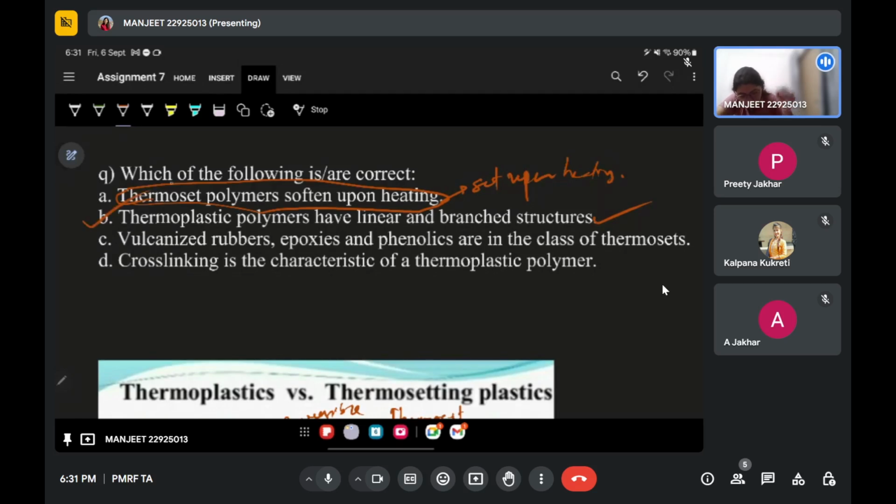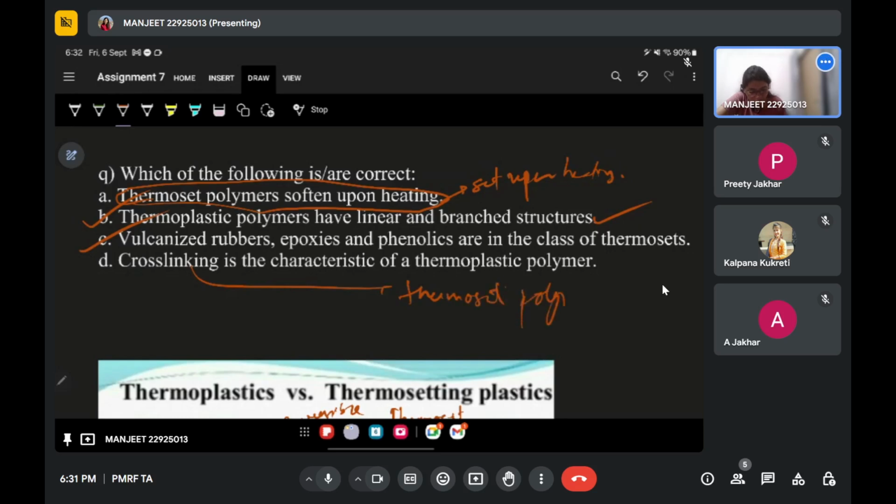In the C part, vulcanized rubber, epoxy and phenols are in the class of thermosets. Yes, the vulcanized rubbers, because they have cross-linking. We can't change this because it is not a reversible process. So vulcanized rubber, epoxy and phenols are in the class of thermosets. In the D part, cross-linking is the characteristic of a thermoplastic polymer. No, cross-linking is not related to thermoplastics. It is related to thermosets because cross-linking is an irreversible process.